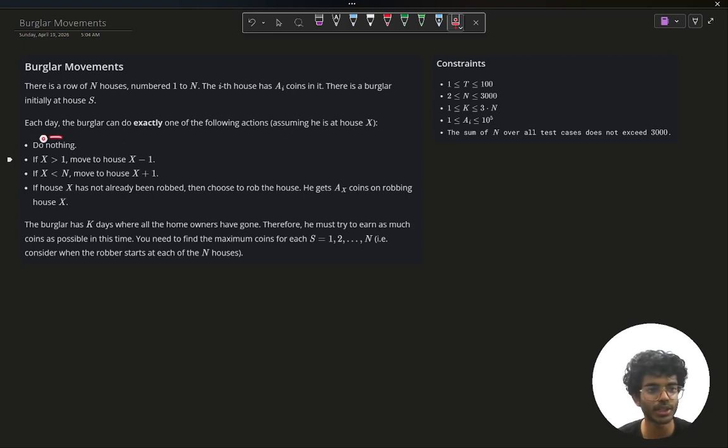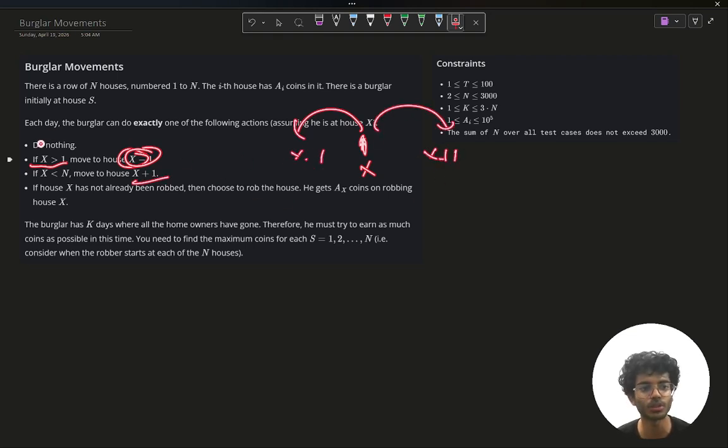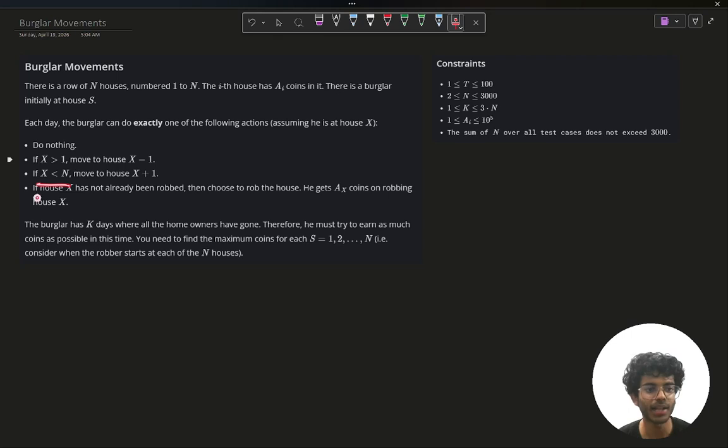The first possibility is that on that particular day he does nothing, he stays wherever he is. Or, if he's at house x, he goes to x minus 1, or he goes to house x plus 1 if it is possible. So if x is greater than 1, he can go to x minus 1, and if x is less than n, he can go to x plus 1.